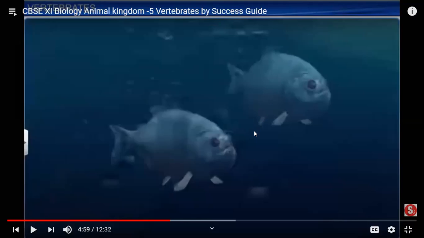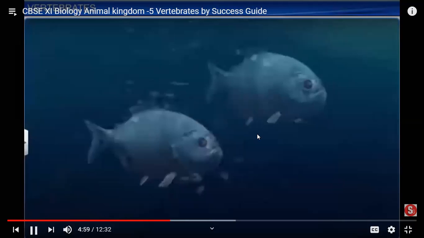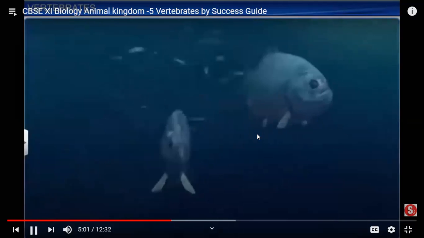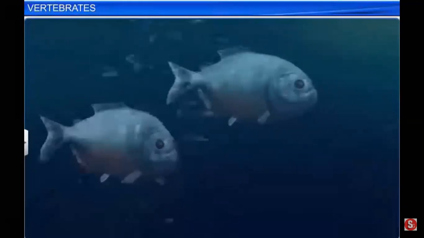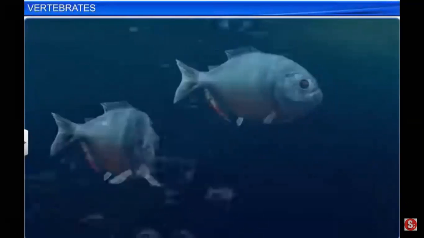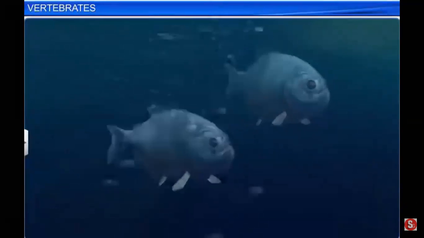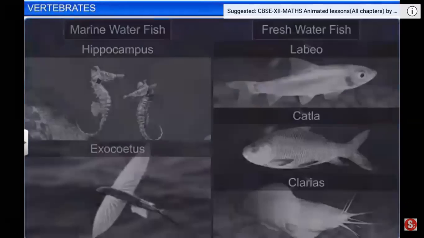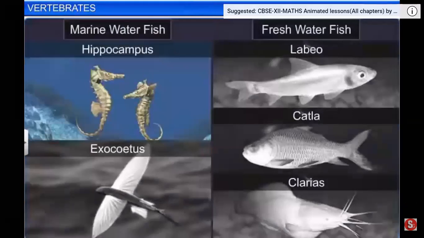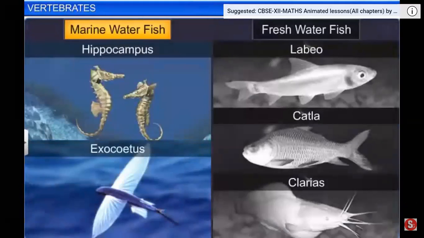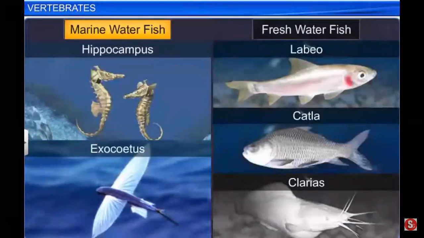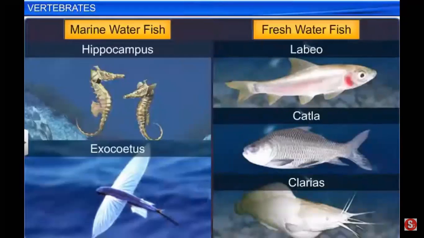And now we are learning about the Osteichthyes, bony fishes. And fertilization is usually external. They are largely oviparous and exhibit direct development. Hippocampus and Exocoetus are marine fish, while Labeo, Catla, and Clarias are freshwater fish.